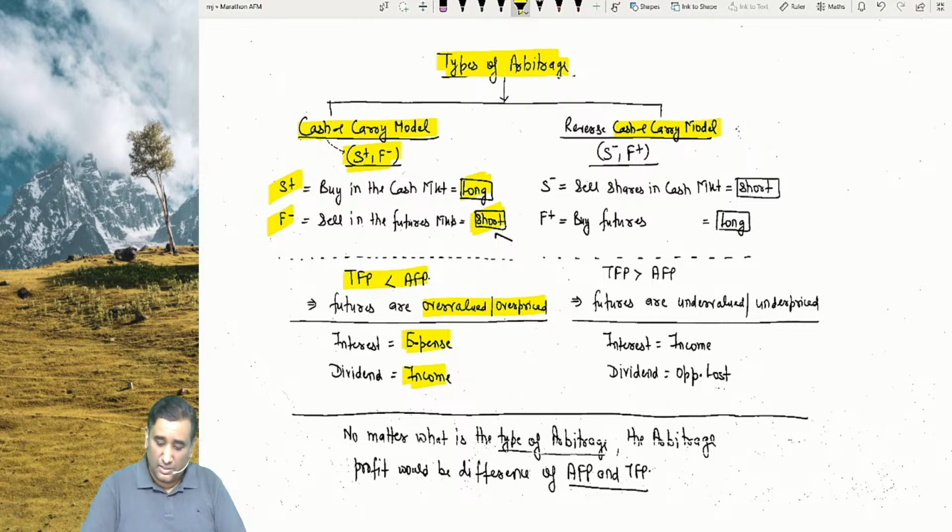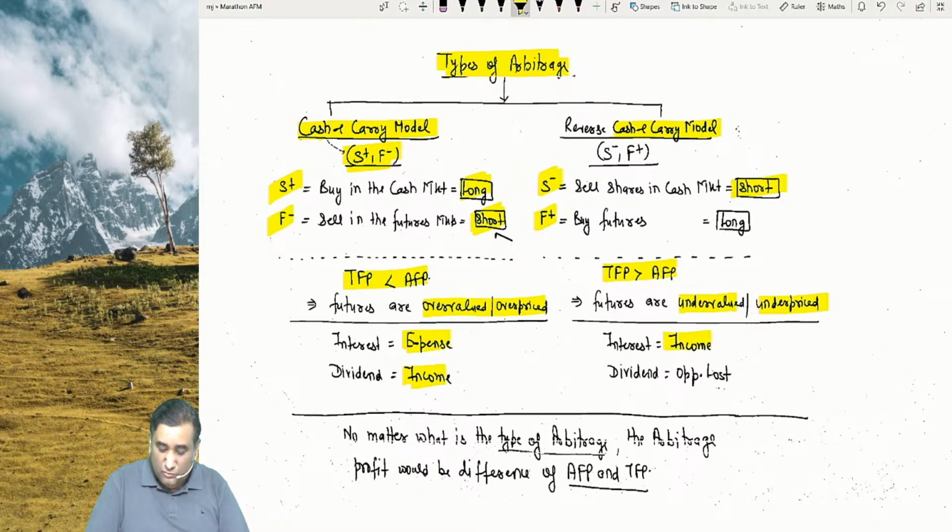short selling is allowed. Let's suppose futures are cheaper and in the cash market you will have to do selling. Even if you do not have the share, assume it to be short selling. So it's perfectly allowed in the market. You are short in this. This will happen when TFP is greater than AFP. We call futures undervalued or underpriced.